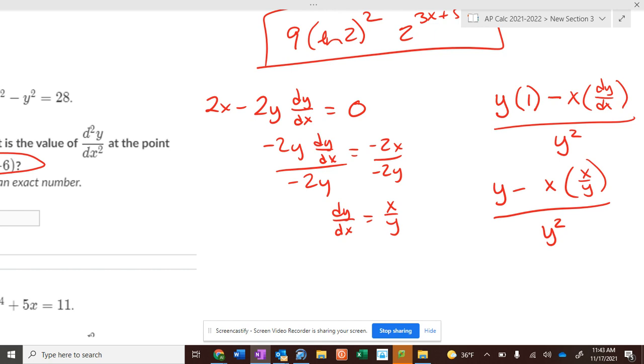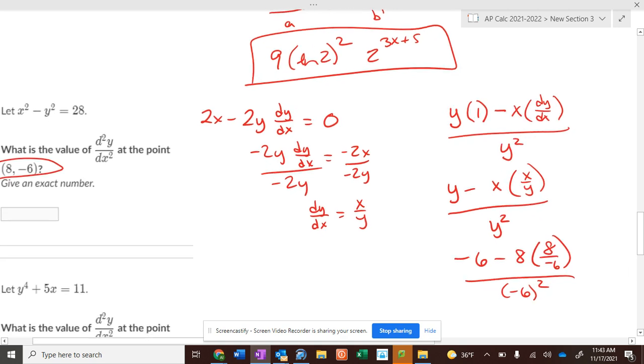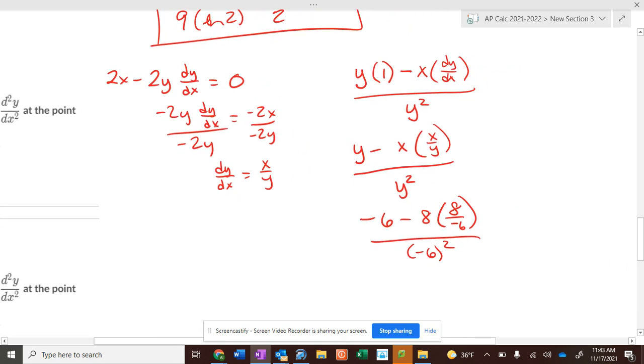Now, we're not going to simplify that, because right at this point, x is 8 and y is negative 6. So we're going to plug the numbers straight in right now: negative 6 minus 8 times 8 over negative 6, over negative 6 squared. And we're going to find a number. Those are actual numbers instead of letters, so we can actually work with this.